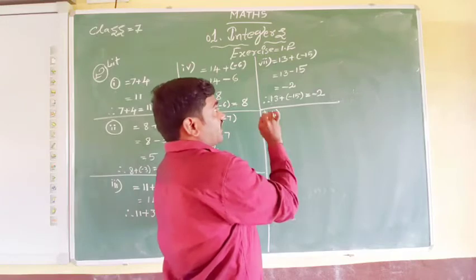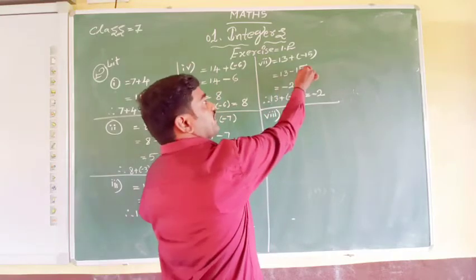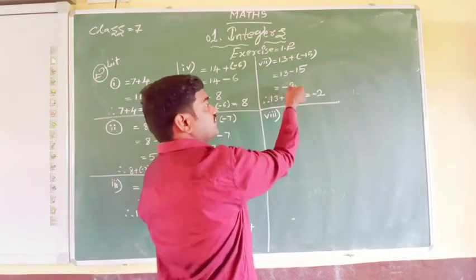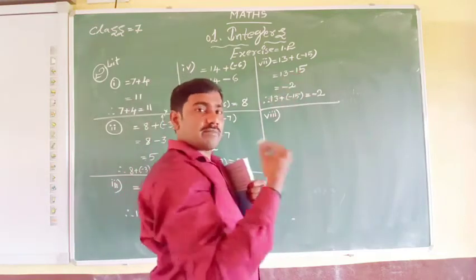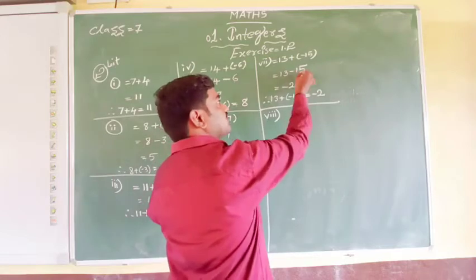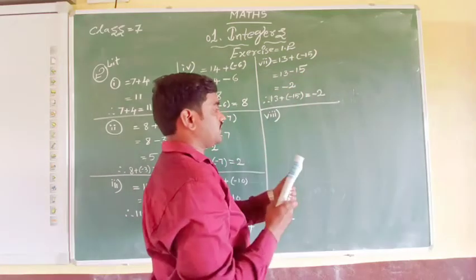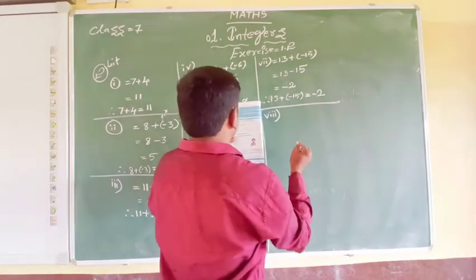So, the other way, I told you that the bigger number's symbol will come as the answer symbol. If there is one positive number and one negative number, subtract always. The bigger number's symbol will come as our answer symbol. Okay. The bigger number's symbol will come as the answer symbol.